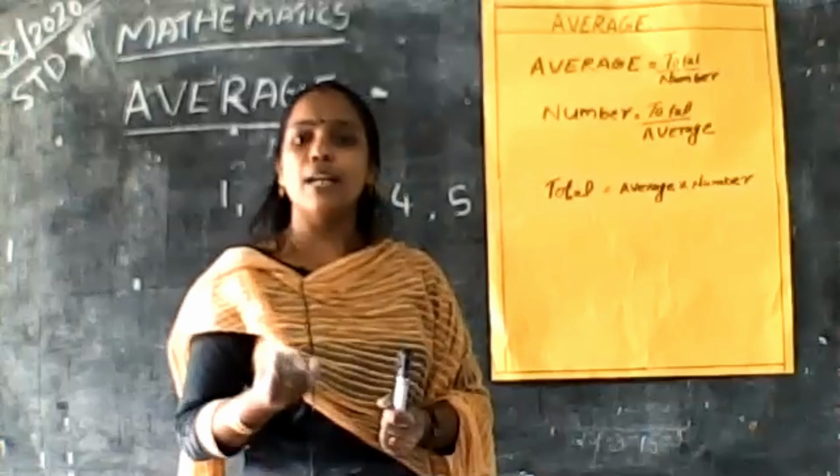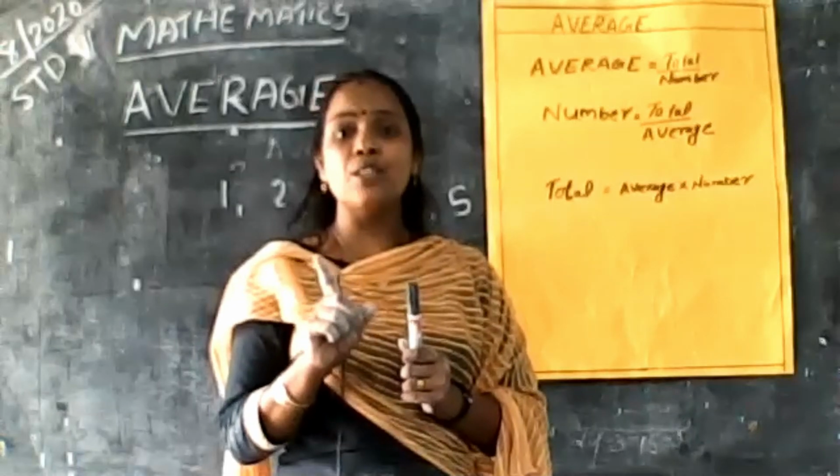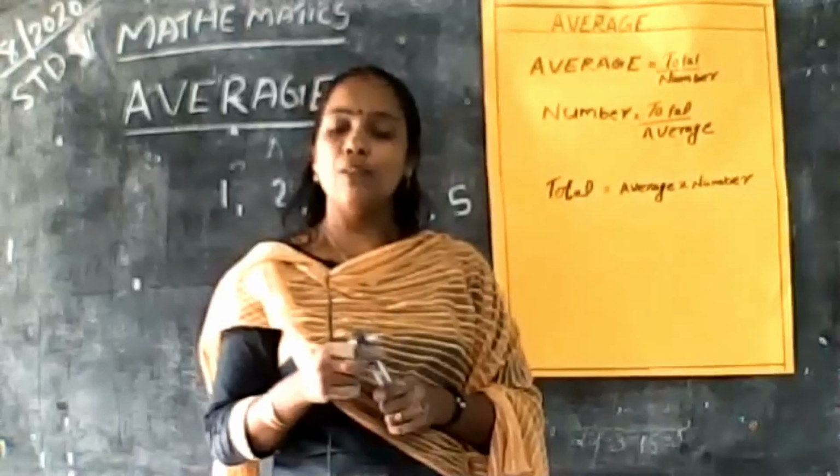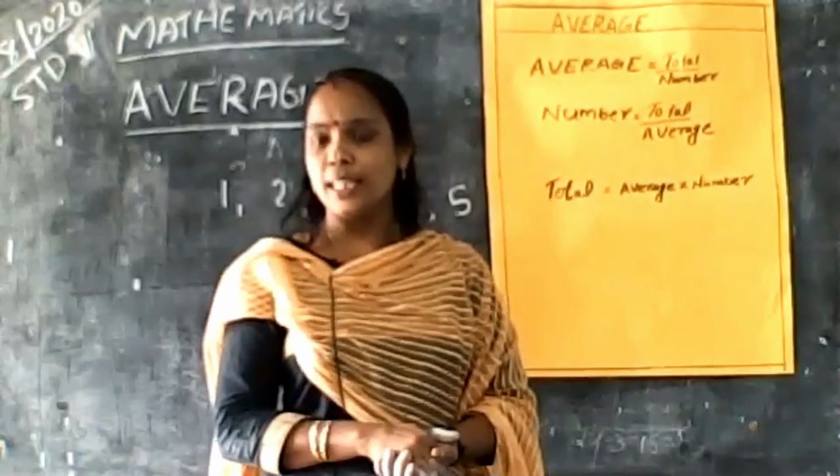How can we find the total? Total is a large amount, so we want to multiply. When we get that large amount, it is multiplying time. Don't forget this. Only multiply when finding the total. Total equals average into number. All of you study the 3 equations.